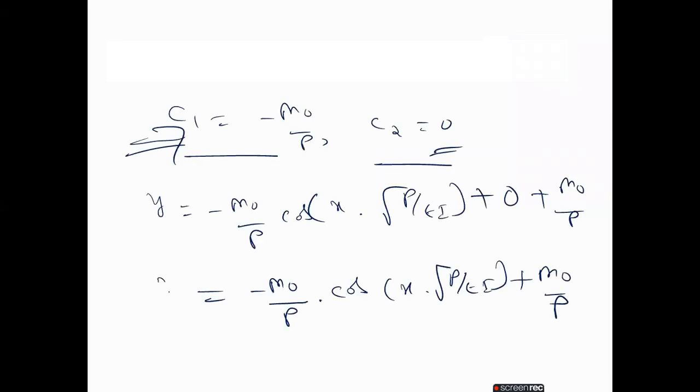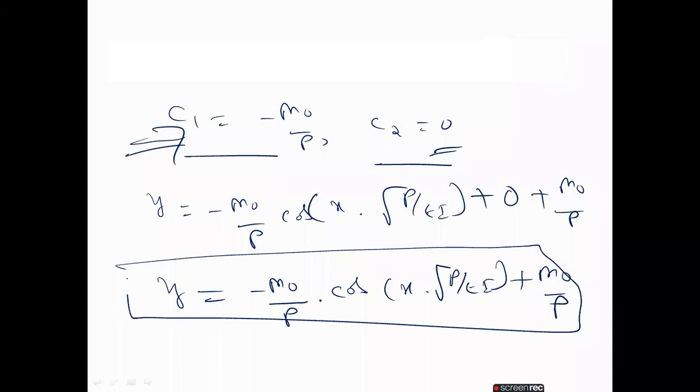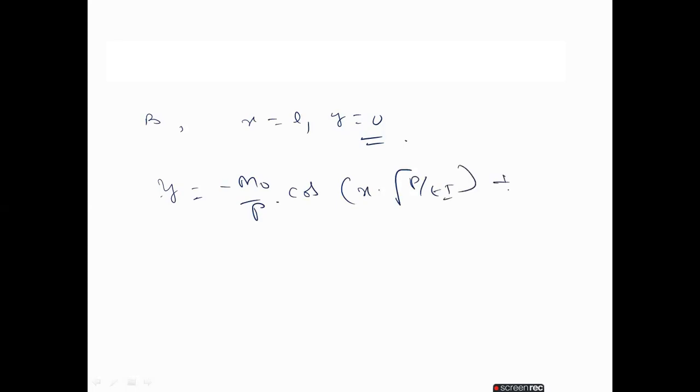the B of the column, x equal to L and y equal to 0. Now substitute these values in the above equation, whatever we got in the previous one. So in y equal to minus m naught by P, this equation. So substitute these values. The equation is like this. I will write again for your better understanding: cos x into square root of P by EA plus m naught by P. Now we will substitute x equal to L and y equal to 0.